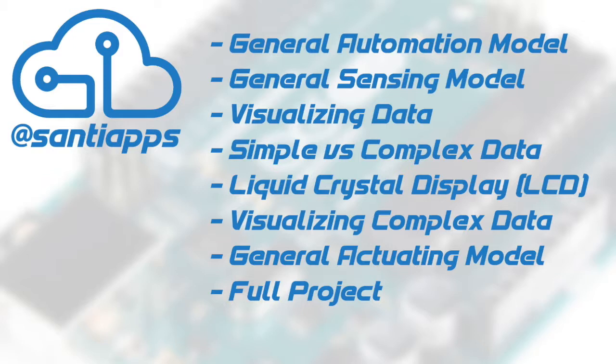And at the end, in the third part, we're going to look at a full project that brings in both sides, the sensing and the actuating model together, to complete the general automation model. And this is going to give you guys an idea, or a basis rather, for any project that you might think of. So, okay, let's get into it.